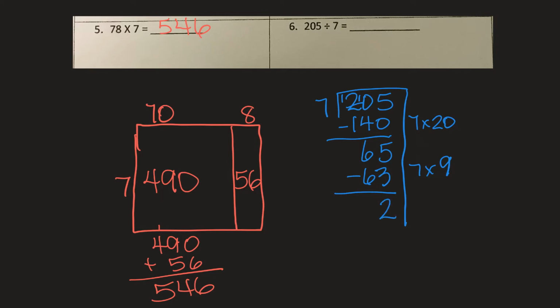Now, I'm making groups of 7, so if I only have 2, I can't make another group of 7, so I know that I'm done. So now I add up how many groups I made. I made 20 plus 9 is 29. So I made 29 groups of 7 with 2 left over. So we write that 2 as the remainder.